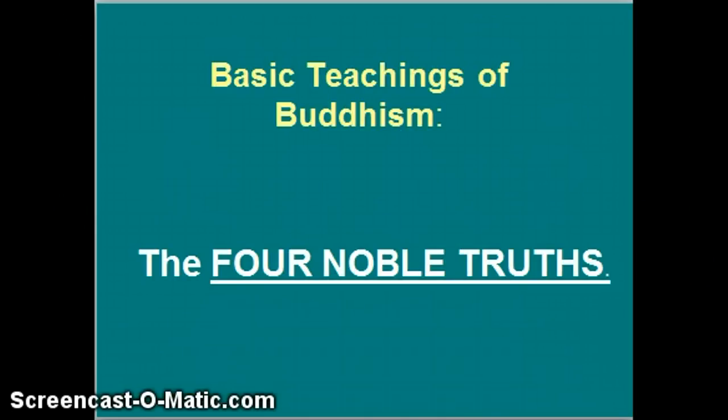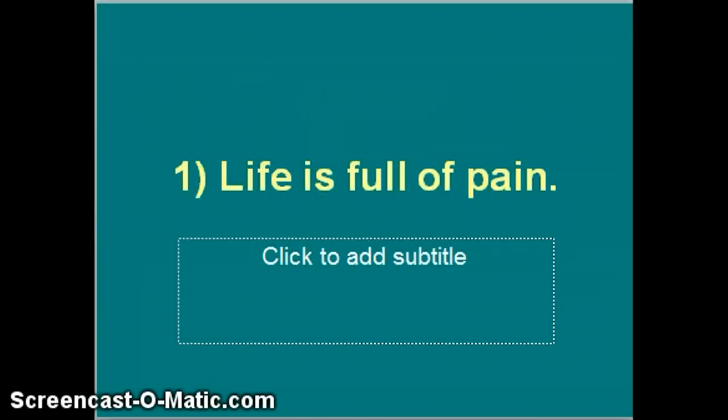Buddhism, on the other hand, like I said, did not follow that caste system. They believed in what are called the four noble truths. The first noble truth is that life is full of pain. Pretty pleasant, right? That is the belief that Buddha developed.